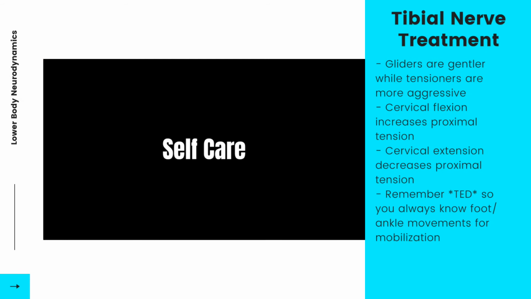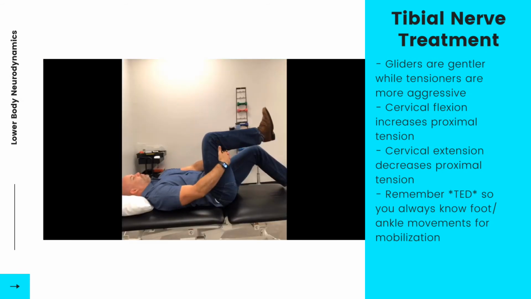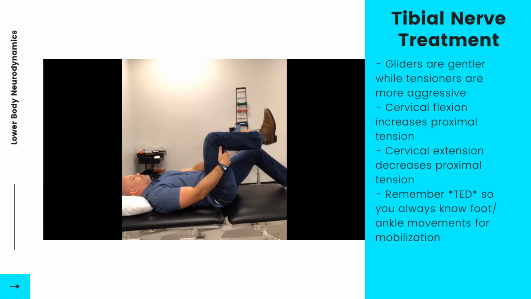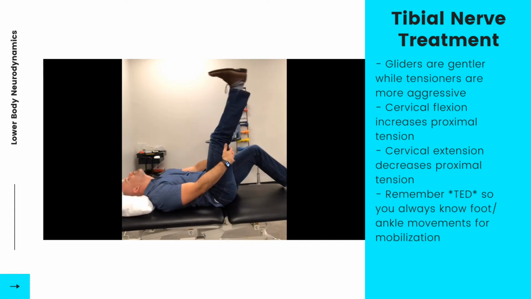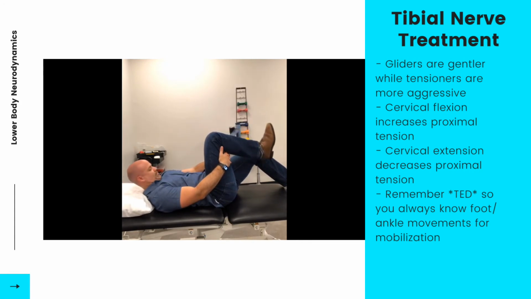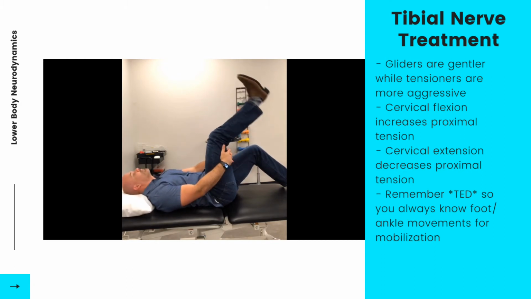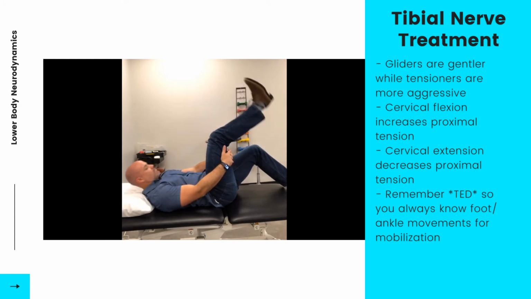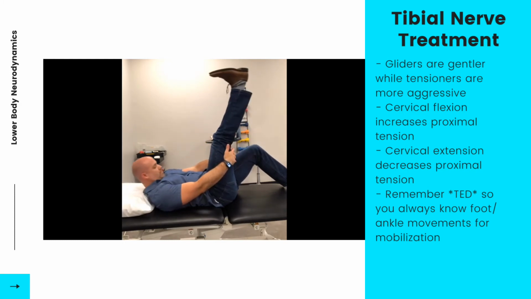Much like the peroneal nerve, the tibial nerve has a progression of nerve mobilizations progressing from gentle to more aggressive. In this case, with the patient supine, we would pre-position the foot in eversion and dorsiflexion and work the knee into flexion and extension. In order to glide the nerve, we would extend the knee while we extend the neck. In order to tension, like you see here, we would extend the knee and flex the head and the neck.